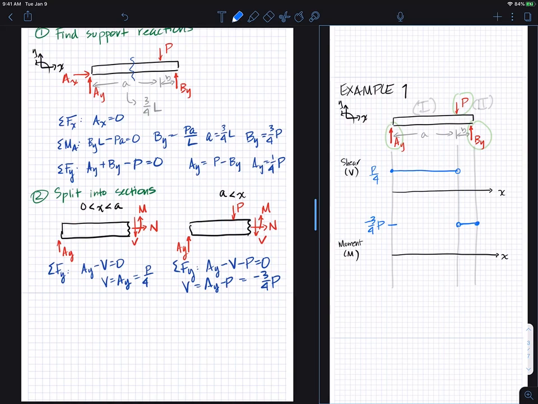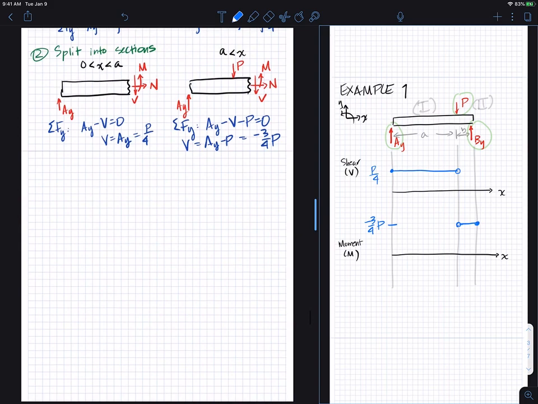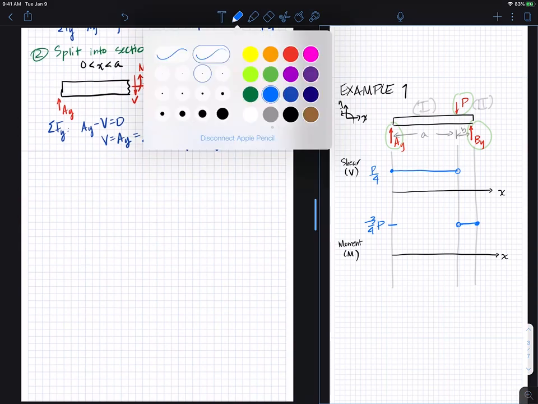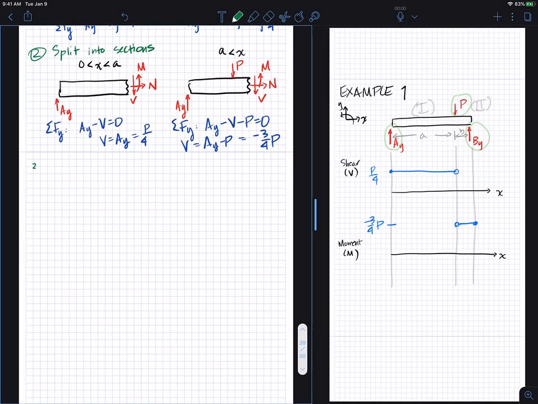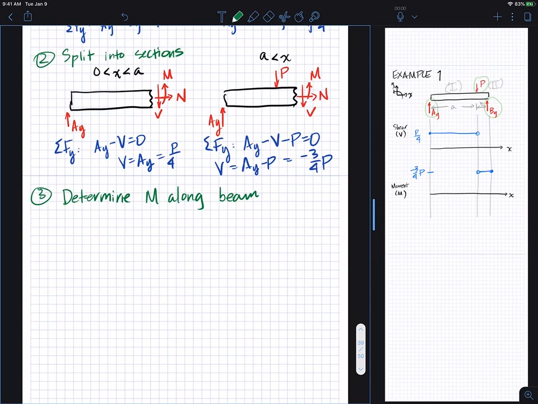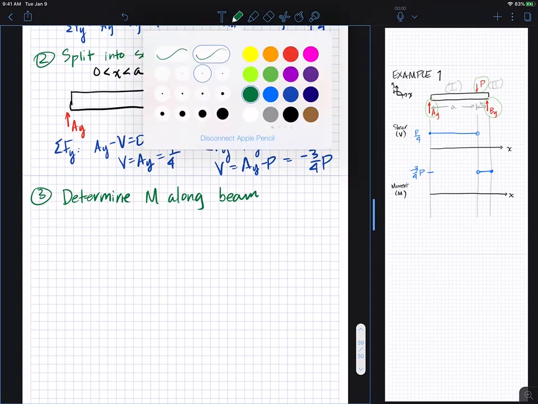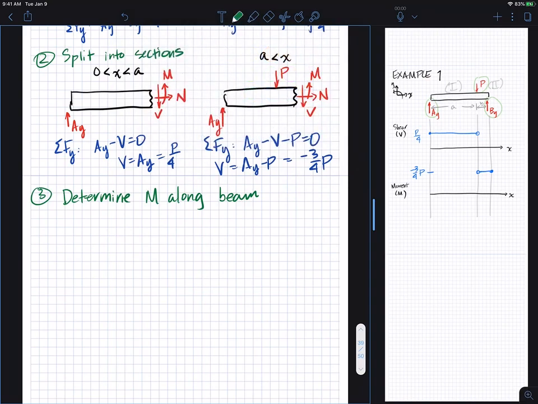So I have a positive shear in section 1 and a negative shear in section 2. What about the moments? Let's set this up. So let's determine the M along the beam. And now we can use these exact same free body diagrams from up above, right? And now just solve using our moment equation.